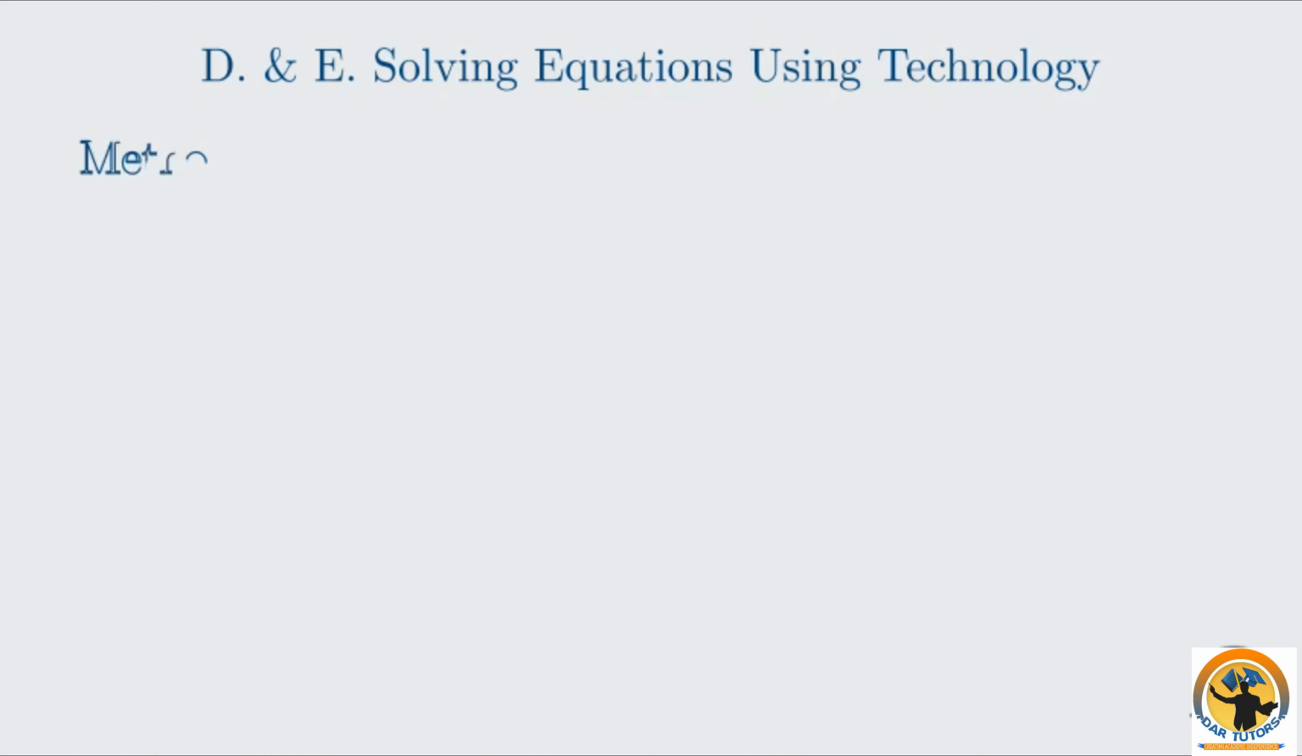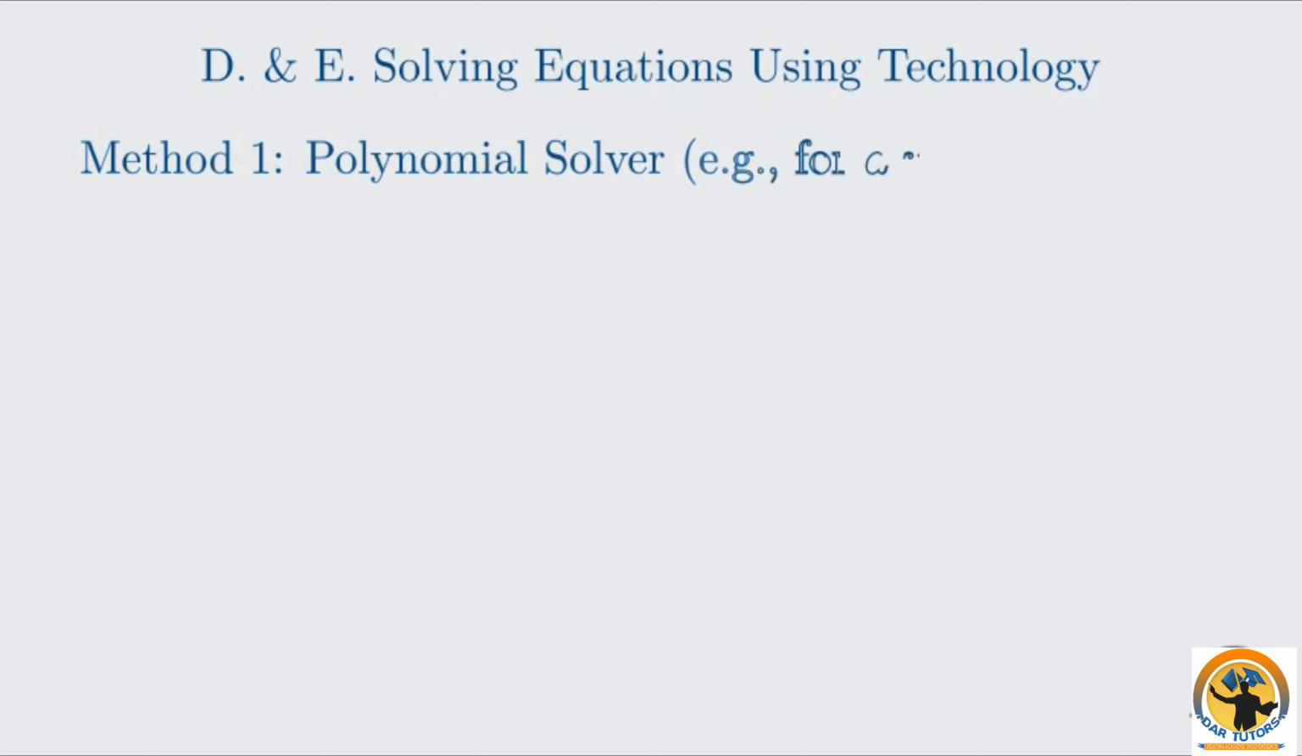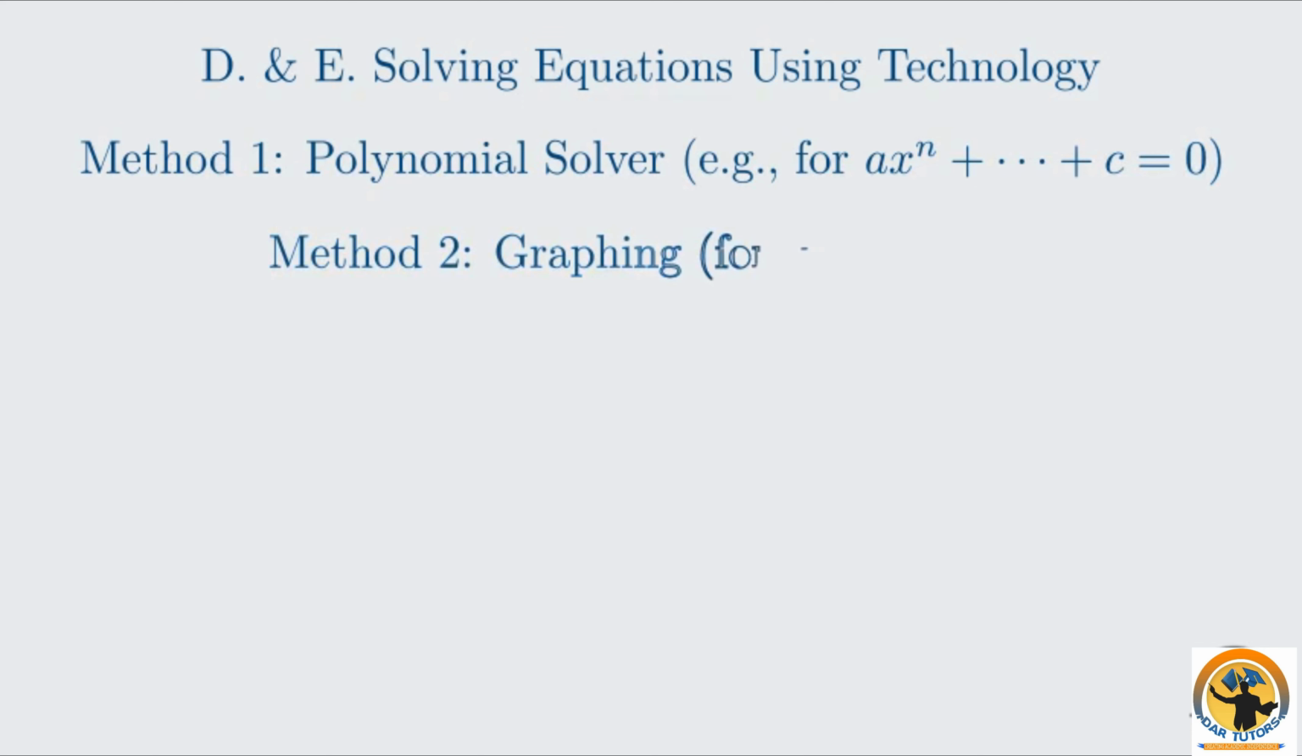The polynomial solver is typically found in the equation or program menu of your calculator. It allows you to input the coefficients of a polynomial equation, like a quadratic or cubic, and get the solutions directly. The graphical method works for any equation. You graph the expression on the left side of the equation as y1 and the expression on the right side as y2. The solutions to the equation are the x-coordinates of any points of intersection. If one side of the equation is 0, you simply graph the other side and find its x-intercepts, or roots.